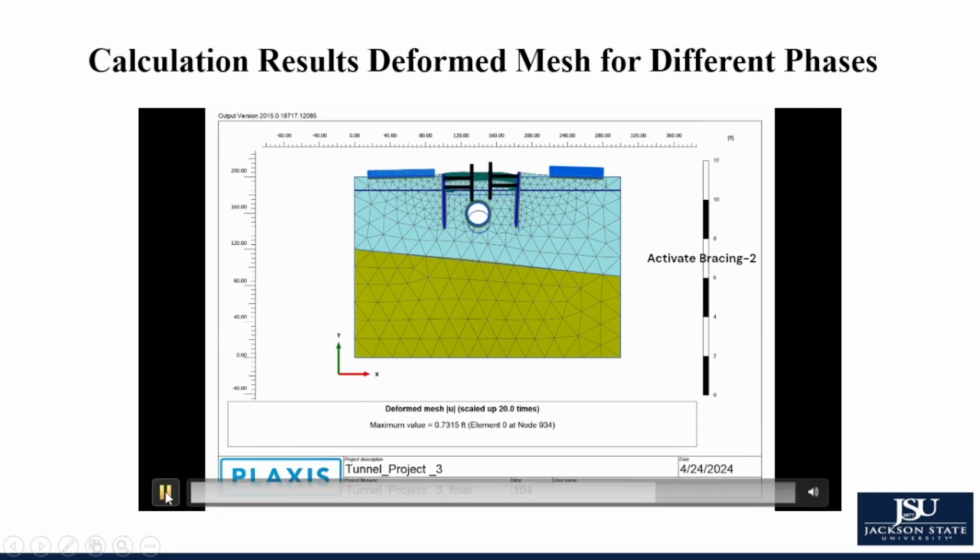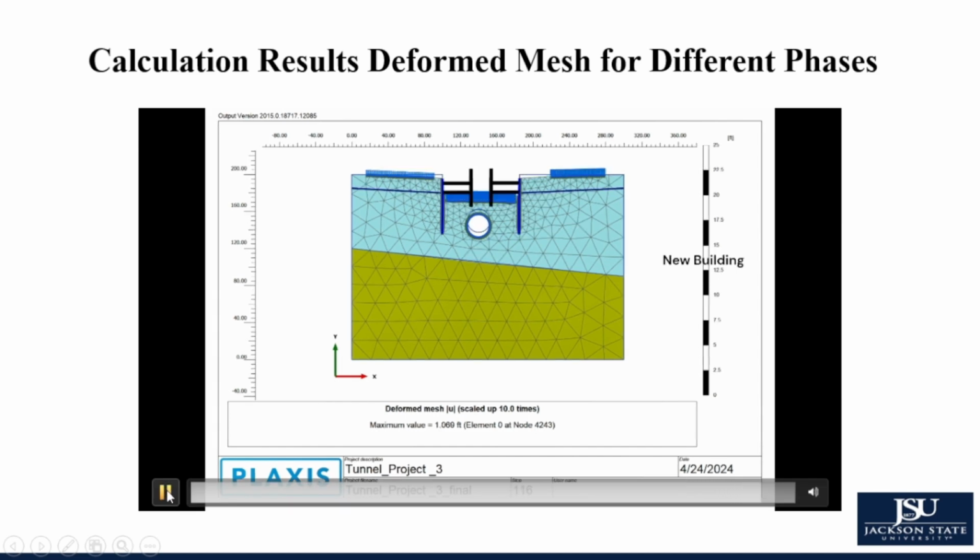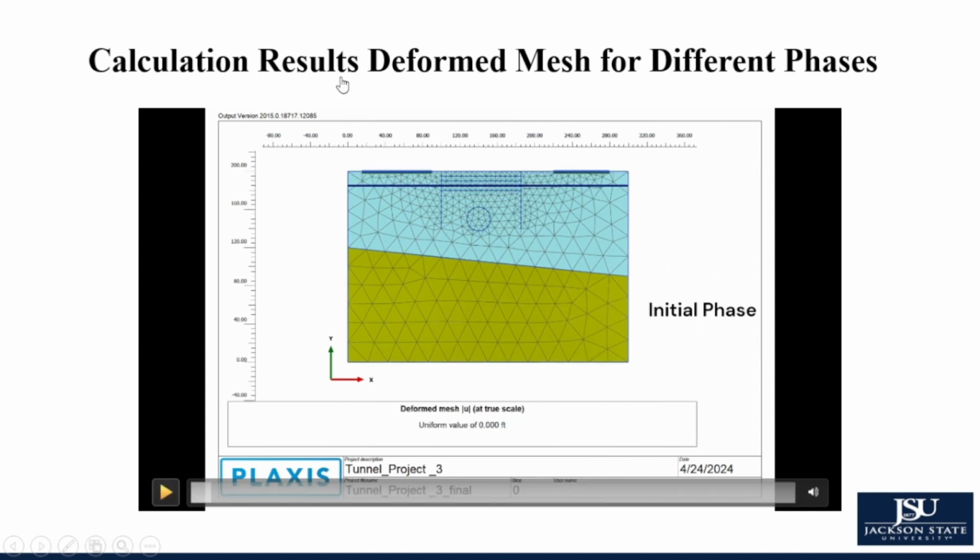And here you can see that we have activated the second bracing to make the structure more stable. And then we did the dewatering because we have groundwater level here, so we had to do some dewatering. And then we gave the final load for the proposed building. And now you can see that the structure is a bit stable from the beginning. So that's how we created the geometry of the model.